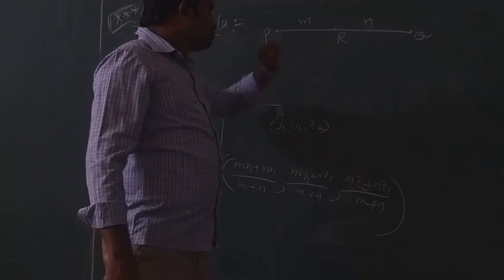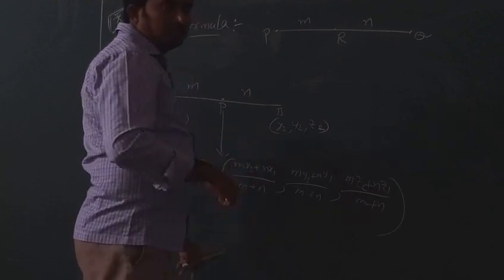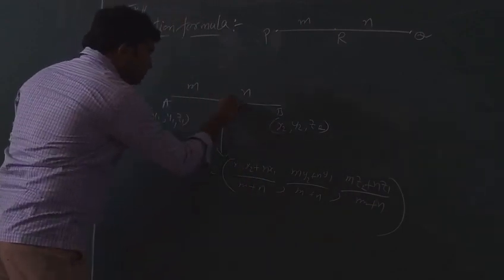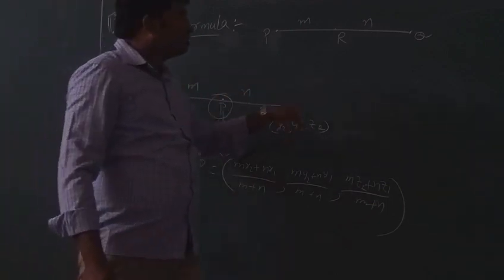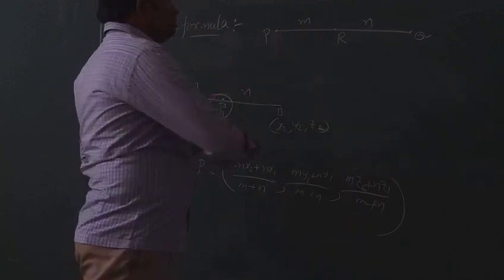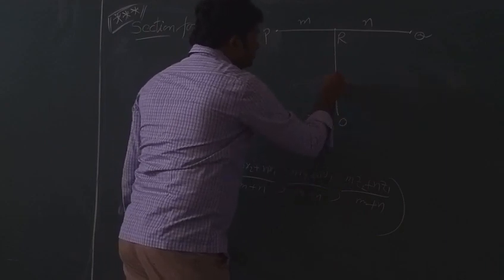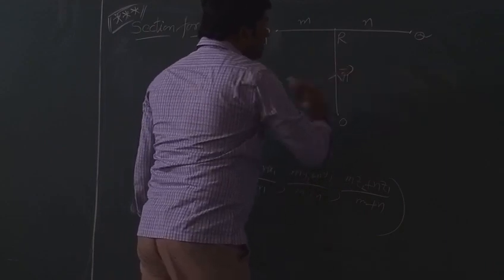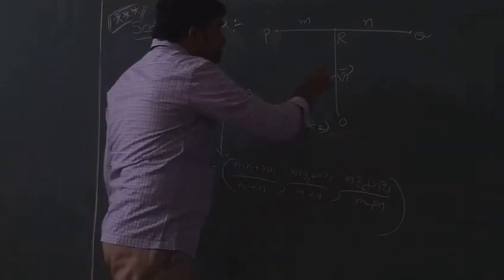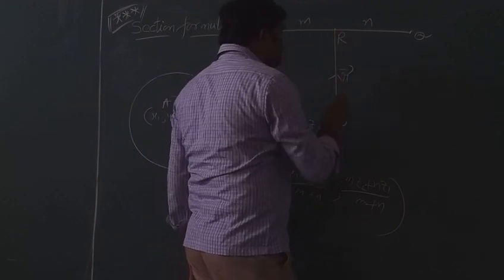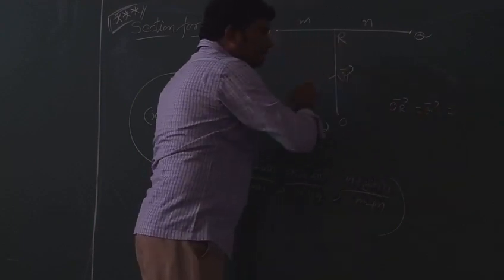See, the point R divides the line segment PQ in the ratio M is to N internally. Then section formula for what? Coordinates of the section dividing point. Here R divides the segment, so the position vector of R. The position vector of R means OR bar, so OR bar is R bar. So here the section formula is for what? Not R, it's the position vector. What is the position vector of R? OR bar, that is R bar.